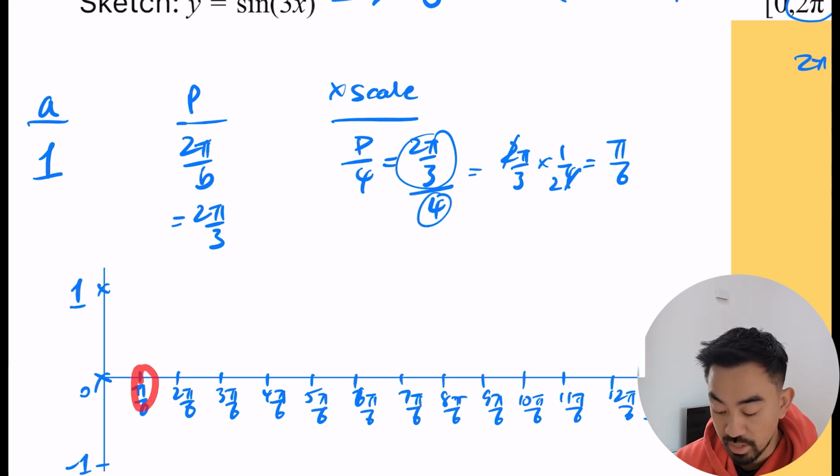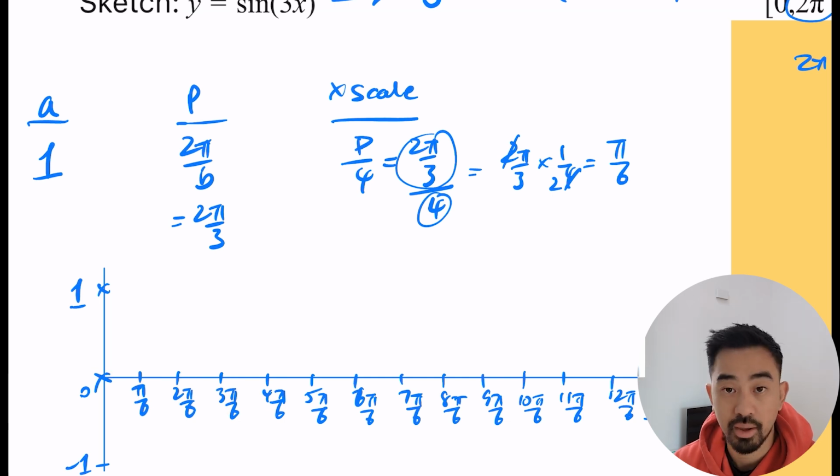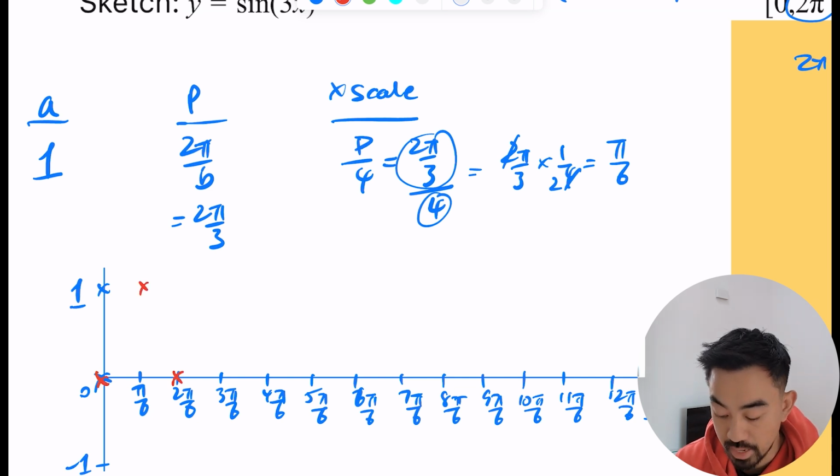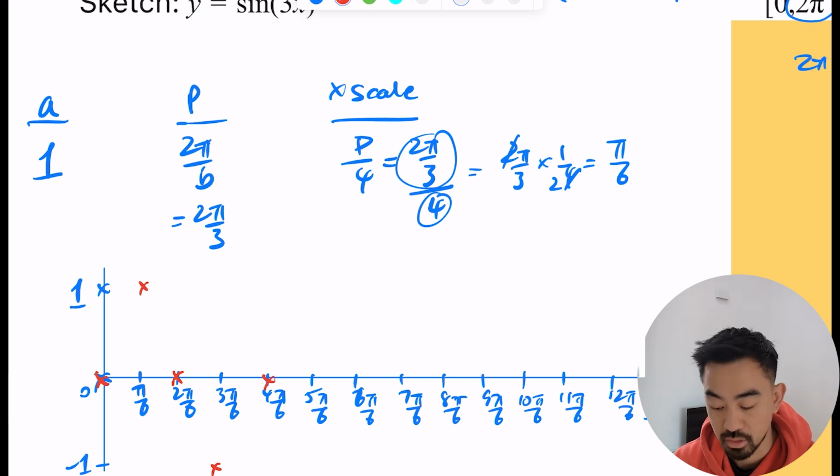So for each one of these x scales, we're going to put an x where it would be. So for example, I know it starts at 0 and then it goes up. So it goes up to 1, and then comes back down and back to -1, and then returns to the x-axis.